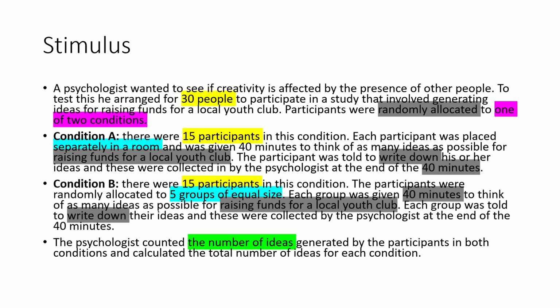And then loads and loads of controls are in place. So the fact it's randomly allocated, they were both asked to write down their ideas, which is a control because it's standardized procedure, as was the fact they were given 40 minutes, and the task was the same, raising funds for the local youth club. Okay, I haven't put down any extraneous variables at this point, but they are all the things that you want to be thinking of. And this will become clear as to why.